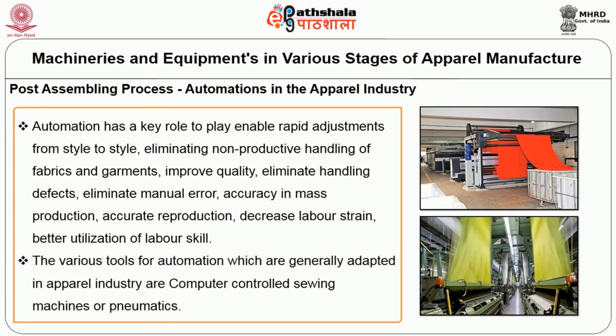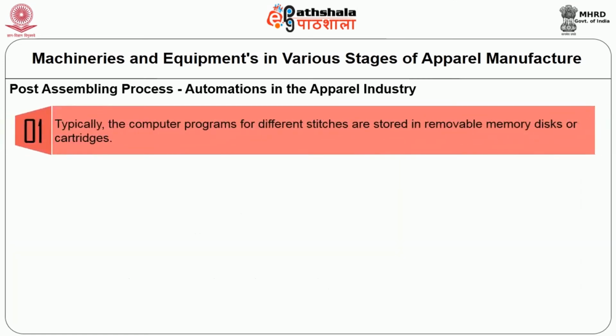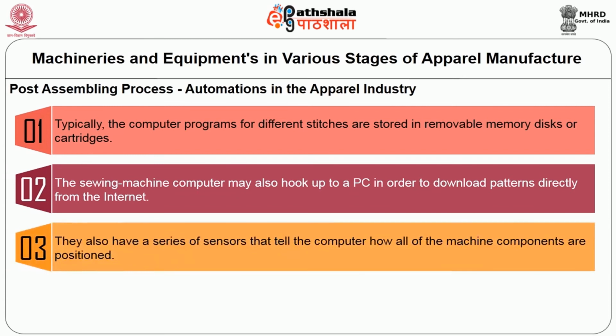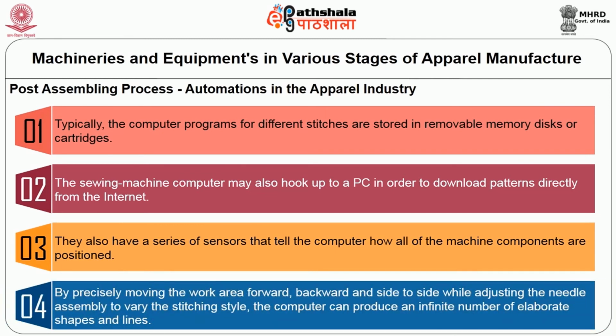The various tools for automation which are generally adopted in the apparel industry are computer-controlled sewing machines or pneumatics. Typically, the computer programs for different stitches are stored in removable memory disks or cartridges. The sewing machine computer may also hook up to a PC in order to download the patterns directly from the internet. They also have a series of sensors that tell the computer how all of the machine components are positioned. By precisely moving the work area forward, backward and side to side while adjusting the needle assembly to vary the stitching style, the computer can produce an infinite number of elaborate shapes and lines.